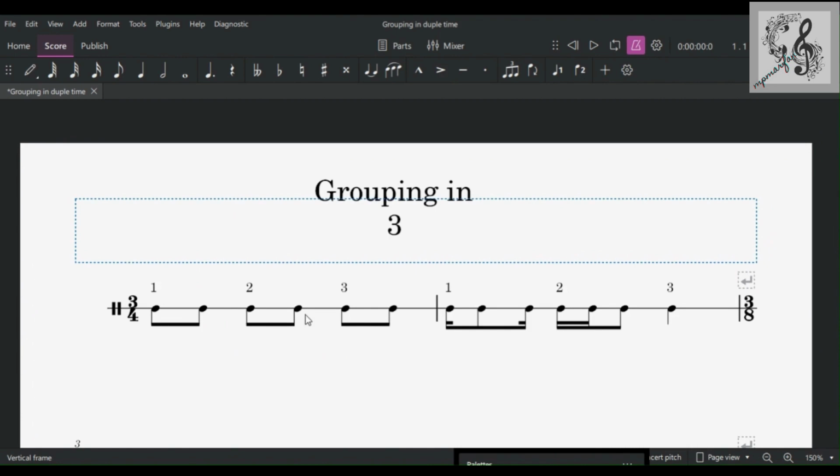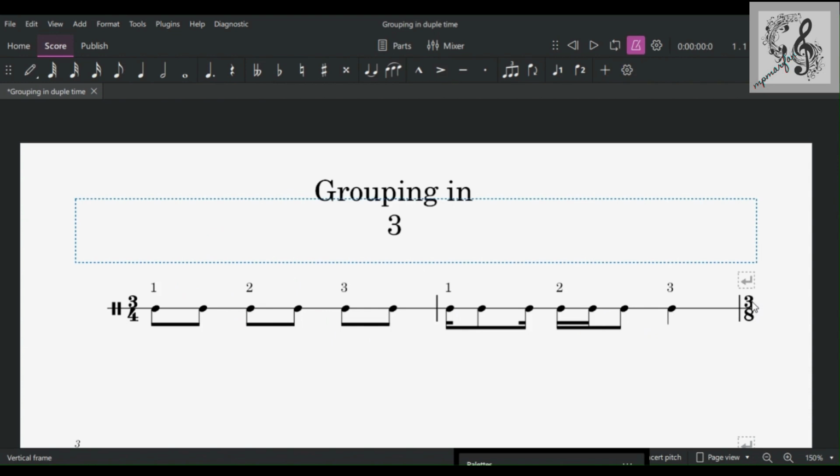1, 2, 3. Do they, do they, do they. 1, 2, 3. This is on count 1, this is on count 2, this is on count 3. Do they, do they, do they. Do ta, they do. 1, 2, 3.